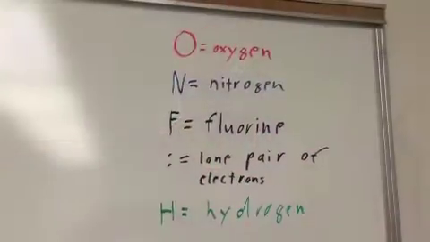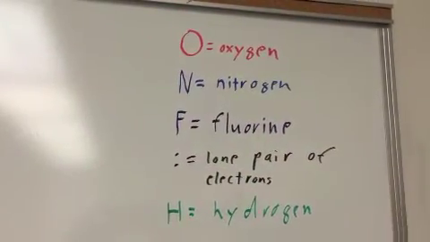It occurs between a hydrogen bonded to an oxygen, a nitrogen, or a fluorine, and a lone pair of electrons on an oxygen, nitrogen, or fluorine. Let's go to the whiteboard and check out some examples.